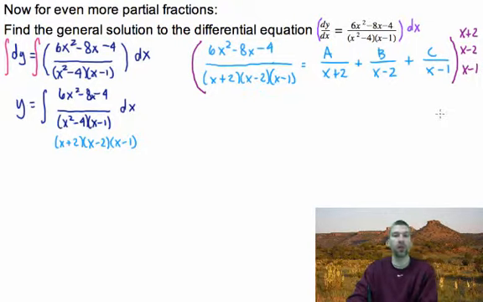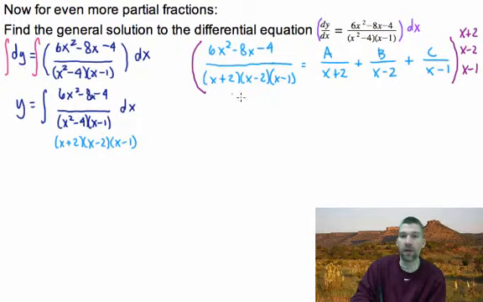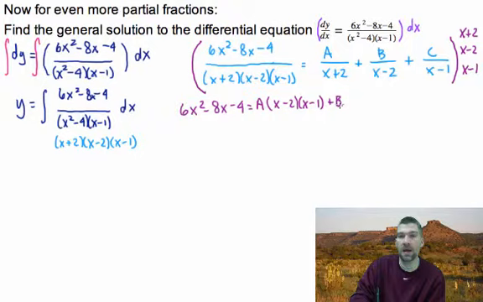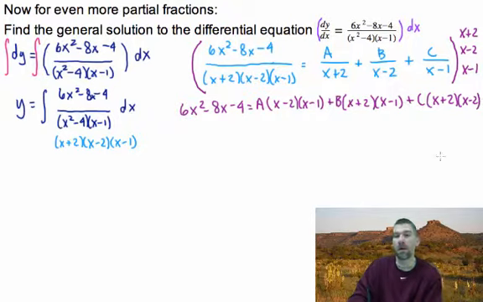Now this looks really, really troublesome, but look what happens. On the left, everything cancels out except for 6x squared minus 8x minus 4. On the right, the x plus 2's cancel out with a, so I get a times x minus 2, x minus 1, plus b, and then the x minus 2's cancel out. So that gets me x plus 2, x minus 1, plus c, and then the x minus 1's cancel out, so I get x plus 2, x minus 2. All right.